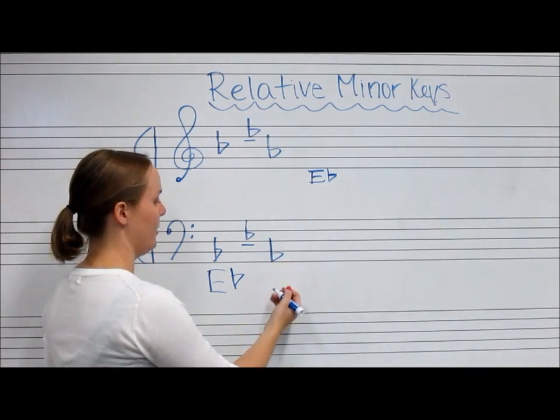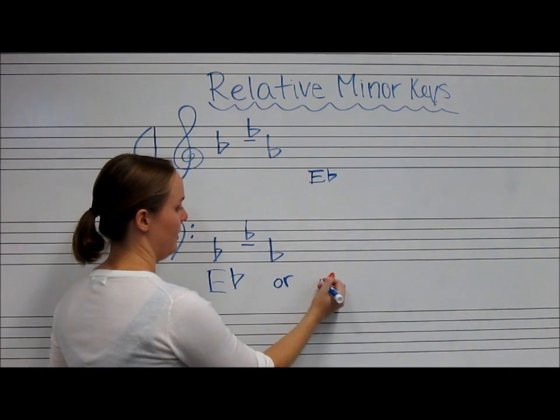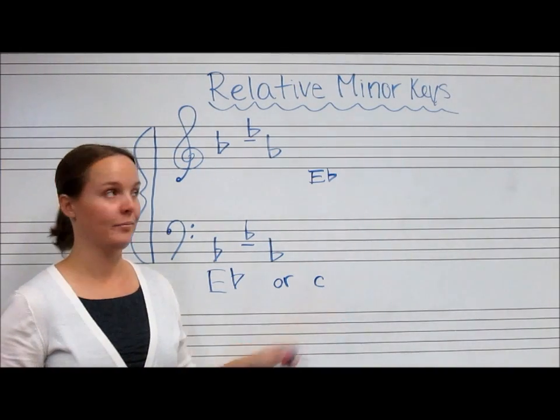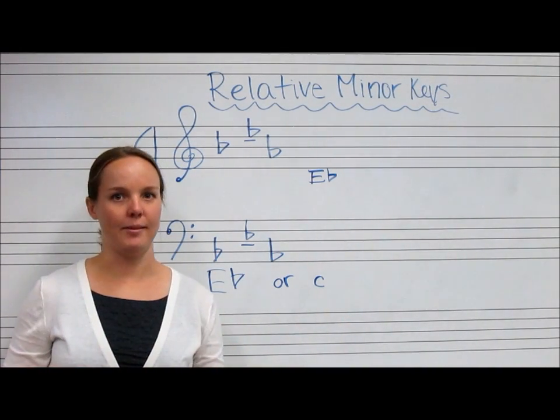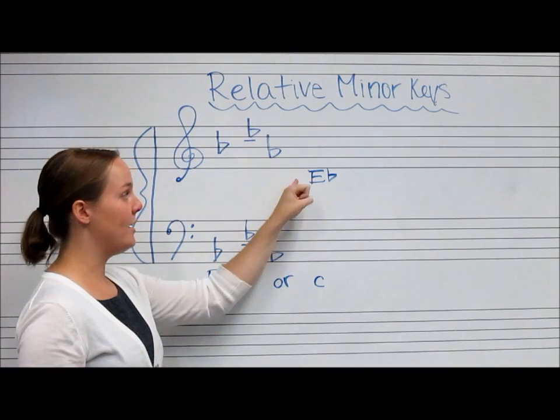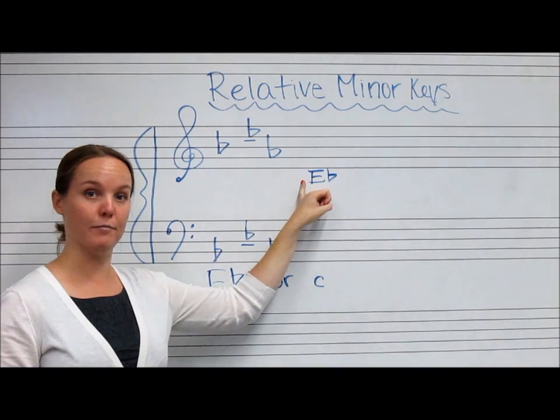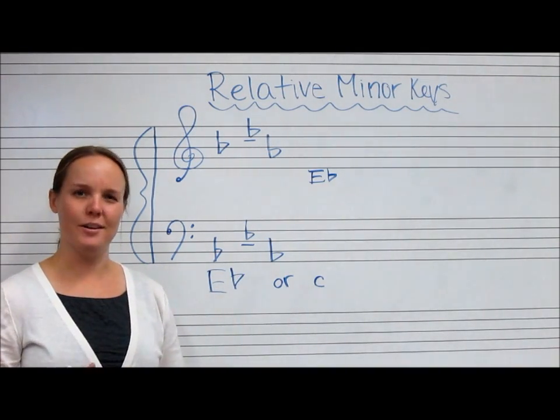Therefore, our relative minor is C minor, and we write that with a lowercase c. Okay, so to recap, you're going down 3 half steps from the major key to figure out what the relative minor is. Let's do another example.